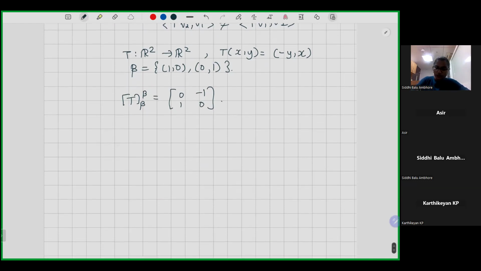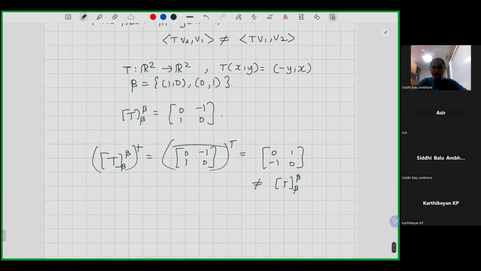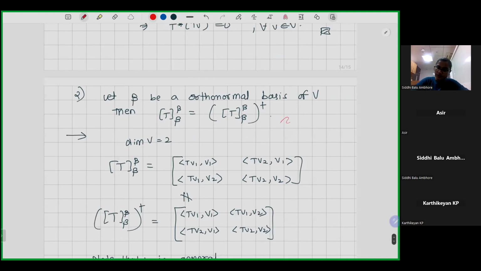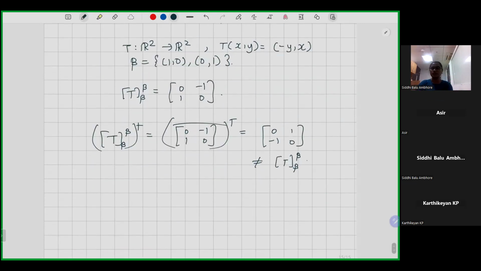Then what is T beta beta dagger? It is just the transpose of this matrix, right? The conjugate transpose is just 0 minus 1, 1 0, and this is definitely not equal to T beta beta which we started with. So this statement is actually false. I have added this in the notes, but yes, this is false.